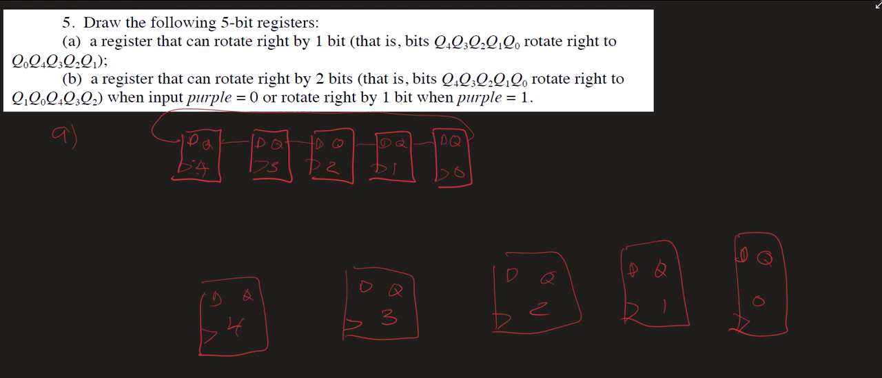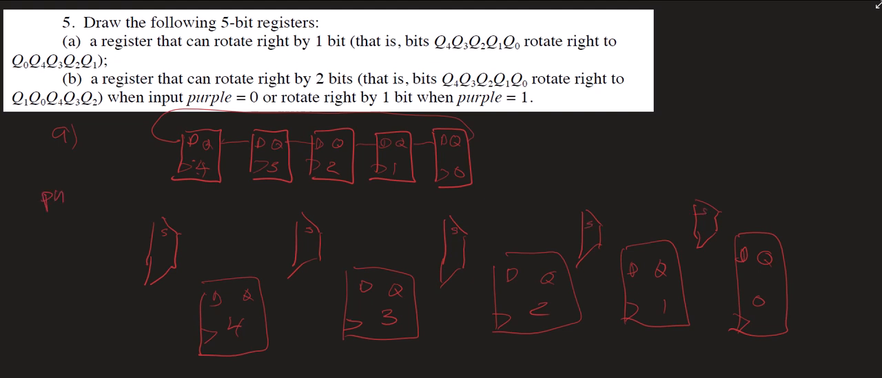A register that can rotate right by 2 bits, that is Q4, Q3, Q2, Q1, Q0 rotate right to Q1, Q0, Q4, Q3, Q2 when input purple equals 0, or rotate right by 1 bit when purple equals 1. So that's an if. It's telling you do this in one case and do this in another case, which tells you we're going to have a multiplexer on each of these.